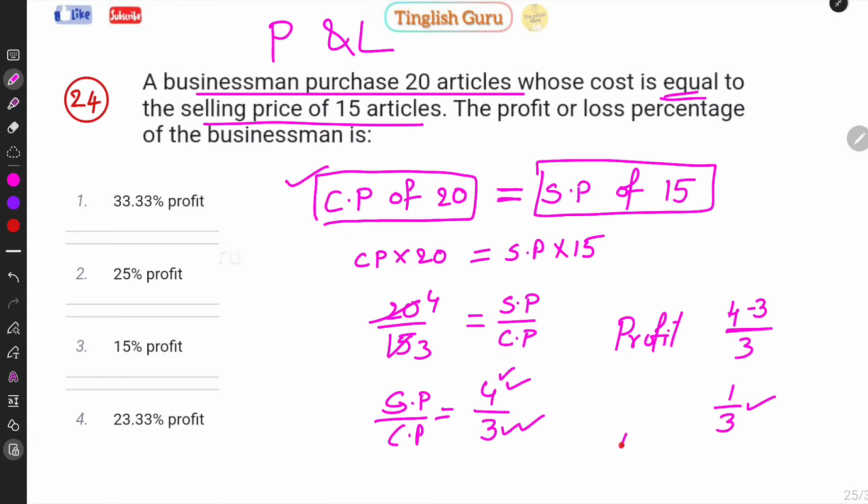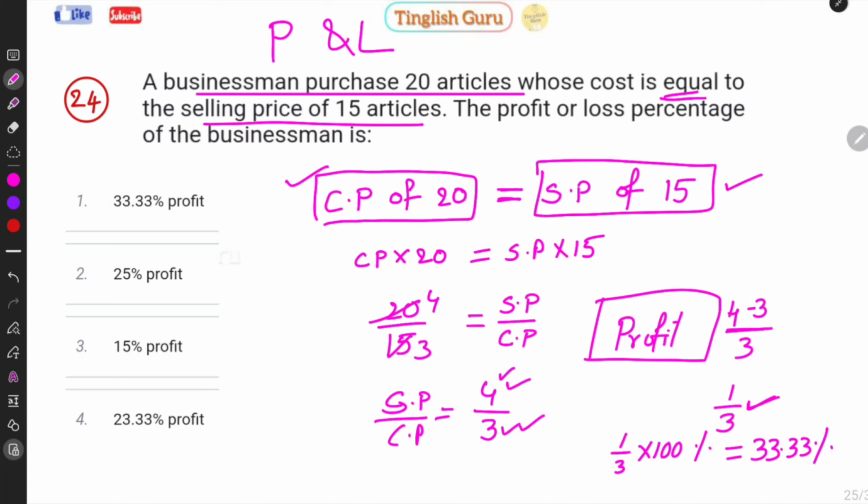1 by 3 is nothing but 1 by 3 into 100%. If we convert 1 by 3, we will get 1 by 3 into 100, that is equal to 33.33% profit. I hope you understand. If you do not understand, please watch it again. This is a very simple and easy concept to save time in the exam.